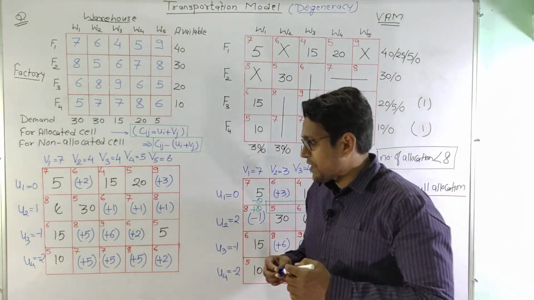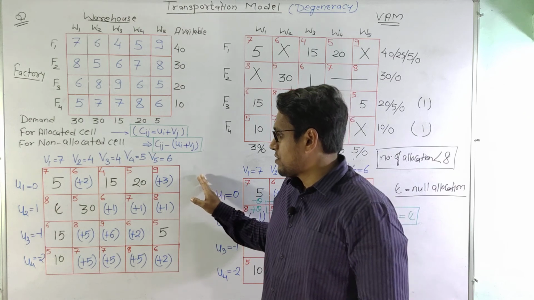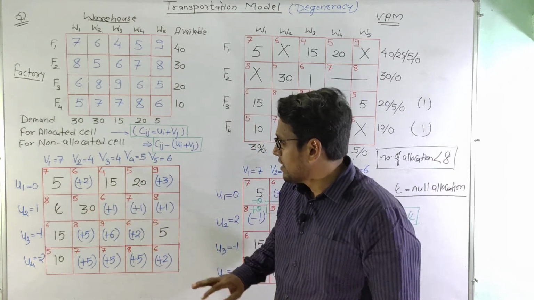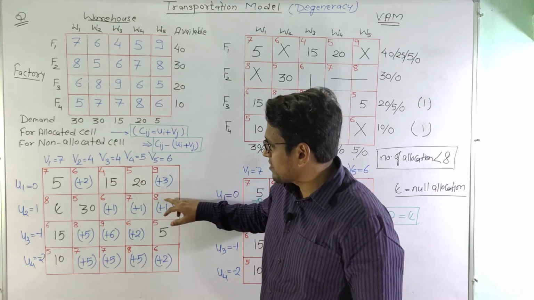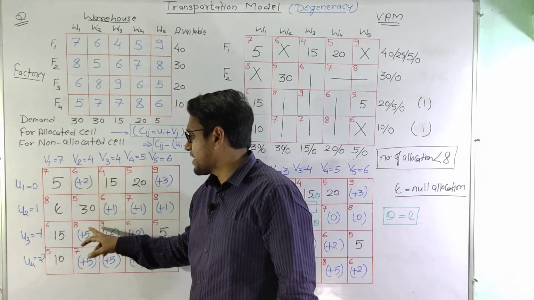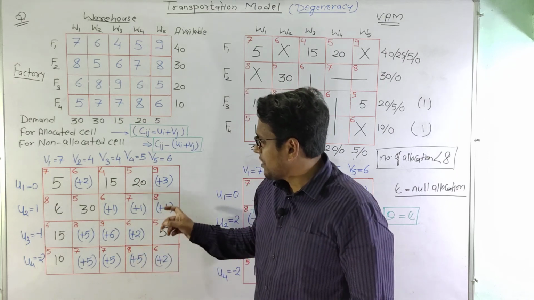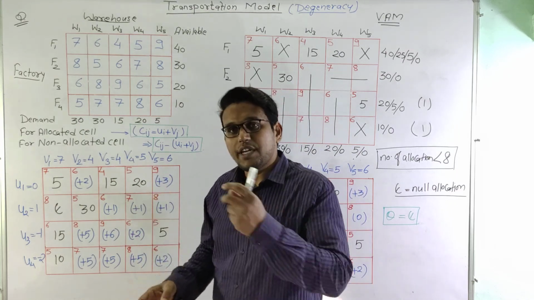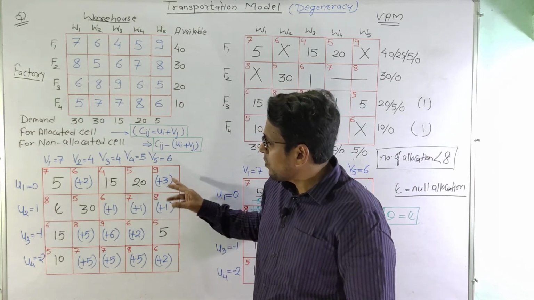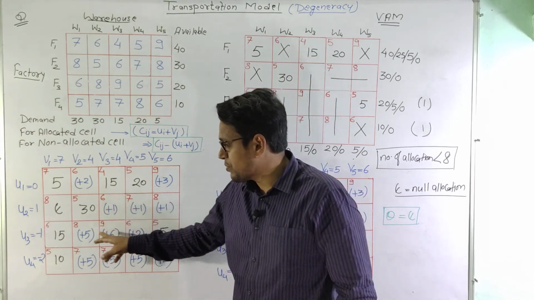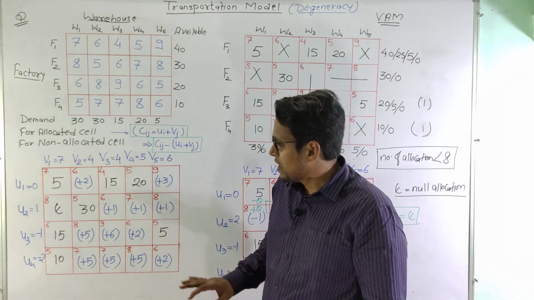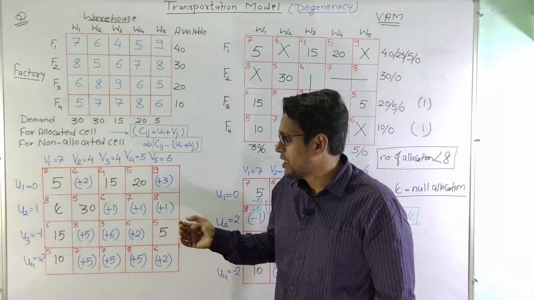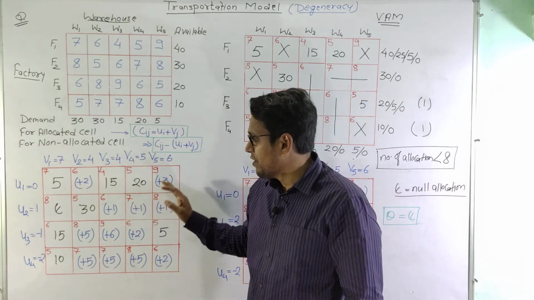So now we have calculated the values at all the non-basic cells, and we can find that there is no cell which is showing a negative value. That means if in any of the non-basic cells I allocate any value, it will only increase the overall transportation cost. That means our present solution is the optimal solution and it will not improve further.